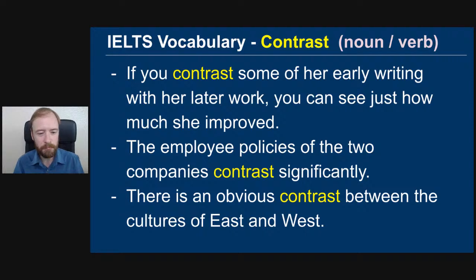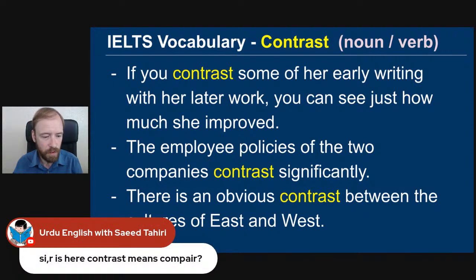And let's look at one more. There is an obvious contrast between the cultures of East and West. So when we compare them, there are many differences. Sir, contrast means compare. Yeah, we compare and focus on the differences.